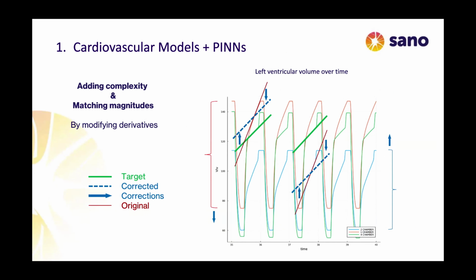As you can see, the red lines of this left ventricular volume over time would correspond to a one-chamber model, so the simplest one. The blue ones correspond to a two-chamber model, and the green ones to a four-chamber. The more chambers and the more complexity we add, the steeper the derivatives, and the more delicate the function, so we grasp more hemodynamics that might be important for clinical purposes. So the purpose of this PINN is to add complexity, hence increase the derivatives or decrease them, and match magnitudes. So that would be part of the personalization process by modifying the derivatives of the ODE system, the ordinary differential equation system that I showed before of 10 equations.